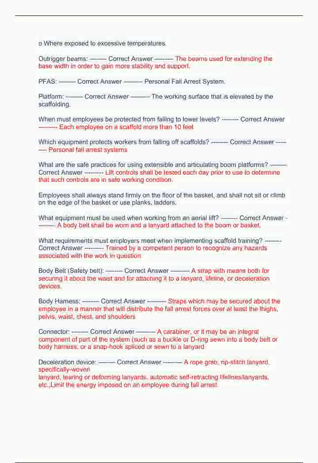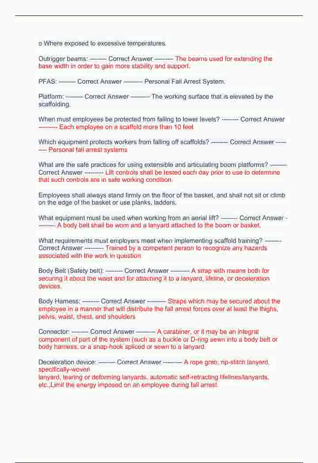What are the safe practices for using extensible and articulating boom platforms? Correct answer: lift controls shall be tested each day prior to use to determine that such controls are in safe working condition. Employees shall always stand firmly on the floor of the basket and shall not sit or climb on the edge of the basket or use planks, ladders. What equipment must be used when working from an aerial lift? Correct answer: a body belt shall be worn and a lanyard attached to the boom or basket. What requirements must employers meet when implementing scaffold training? Correct answer: trained by a competent person to recognize any hazards associated with the work in question.